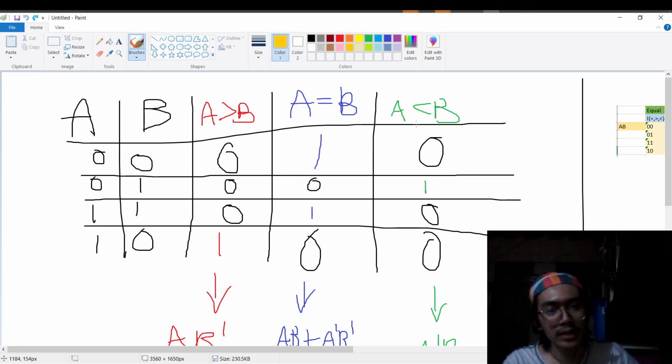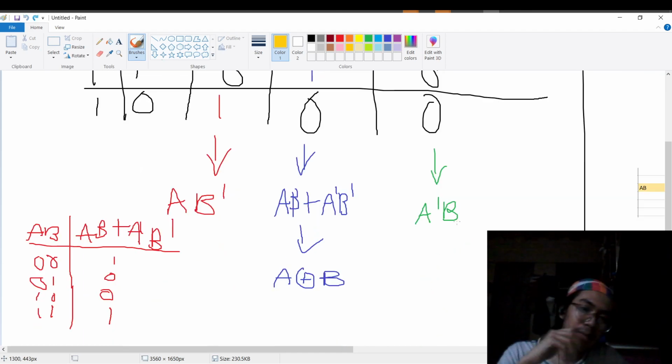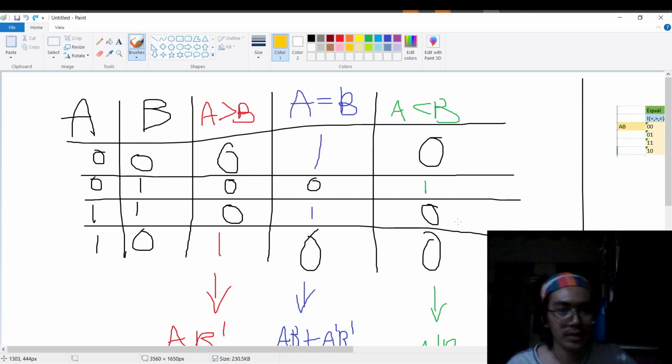For the case of A is less than B, the only case where that is true is where A is 0 and B is 1. So we place a true value there and the remaining will be 0. And now we apply the sum of products to convert this into an equation.